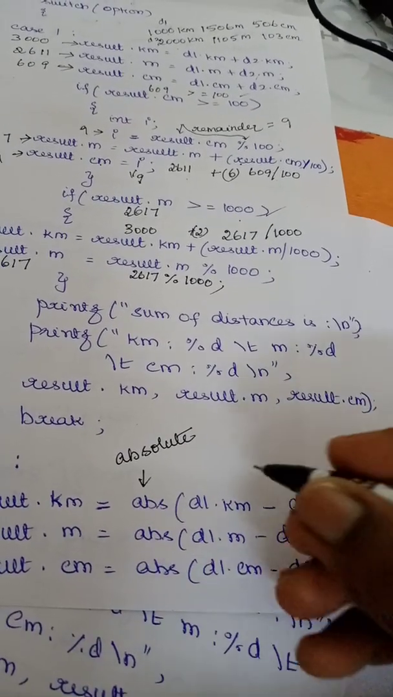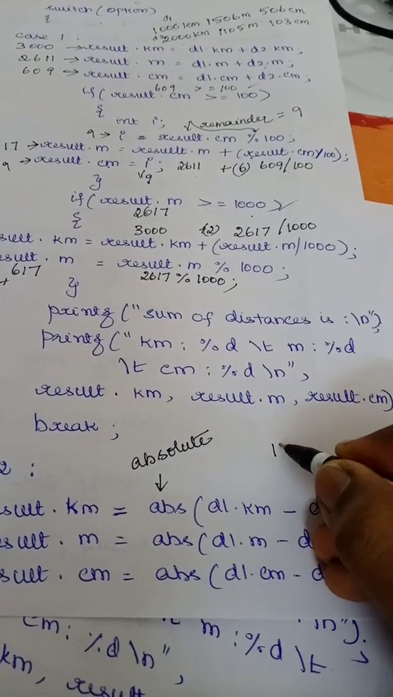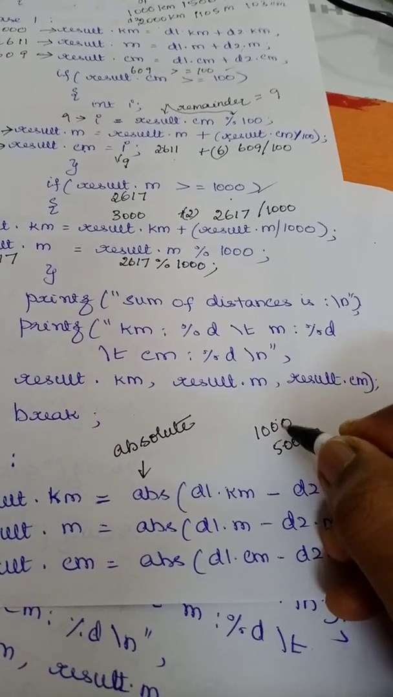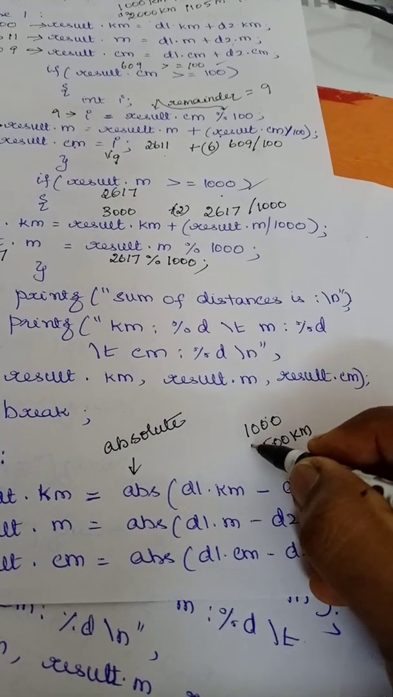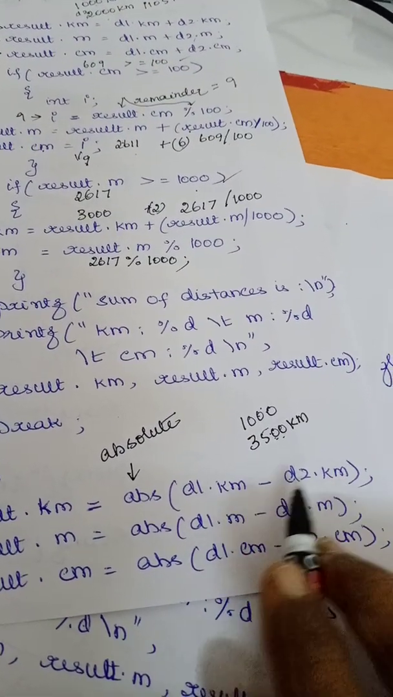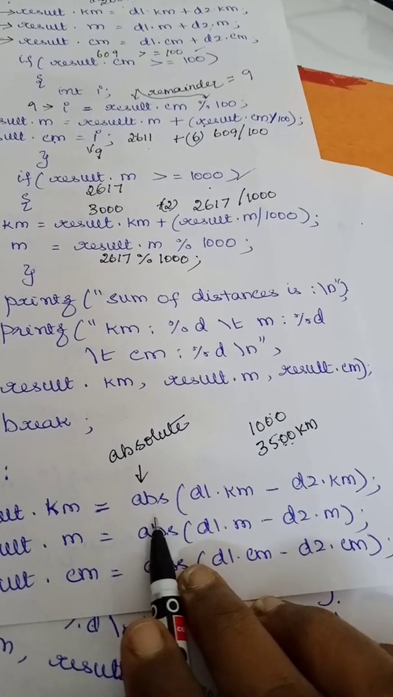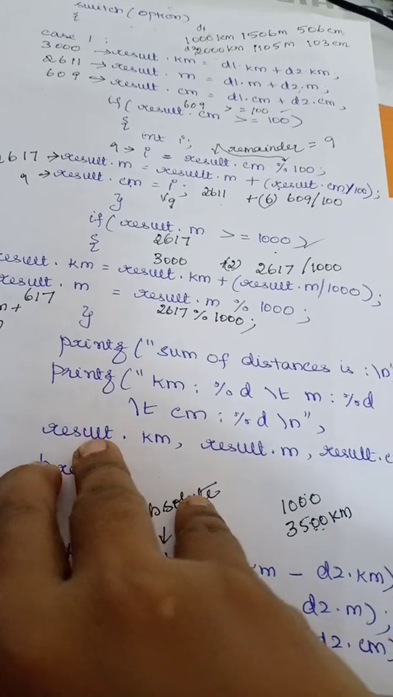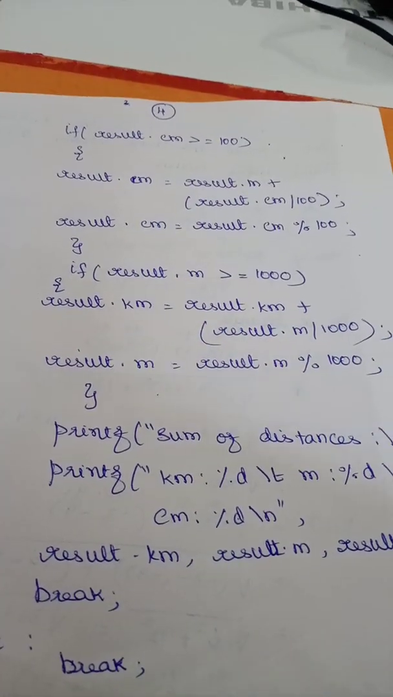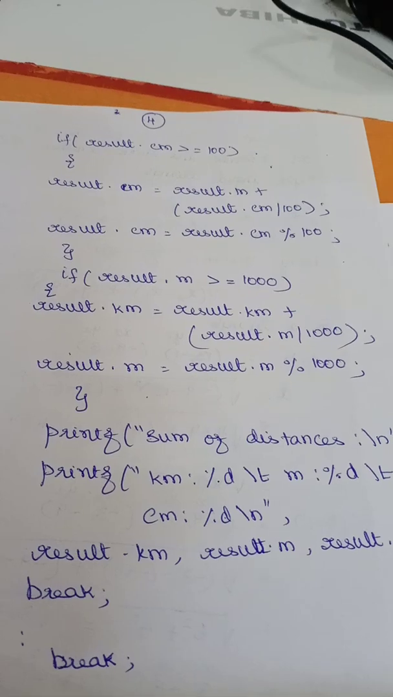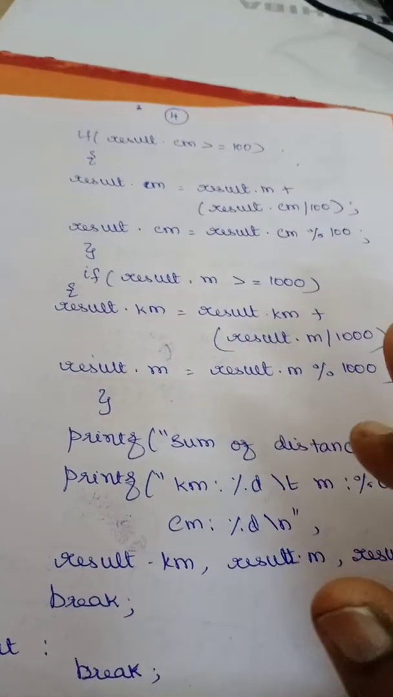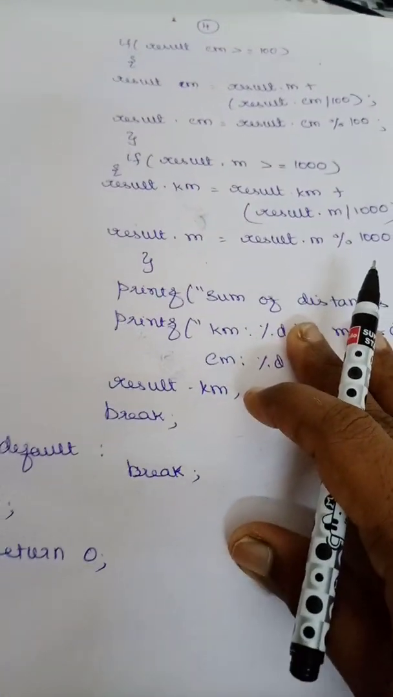So here, because the first number can be what? The first number can be 1000. The second number can be either 500 kilometer, right? So when I do the subtraction, you will not have any problem. Suppose here if I have 3500 kilometer, so d1.km minus d2.km means it will be in negative, right? So I am finding the absolute value and I am storing it in a kilometer, right? Then in the same way I am doing my conversions. If the result dot m is greater than or equal to 1000, right? In the same way I have to do my after subtraction, right? Not before subtraction. This I am going to do after subtraction.